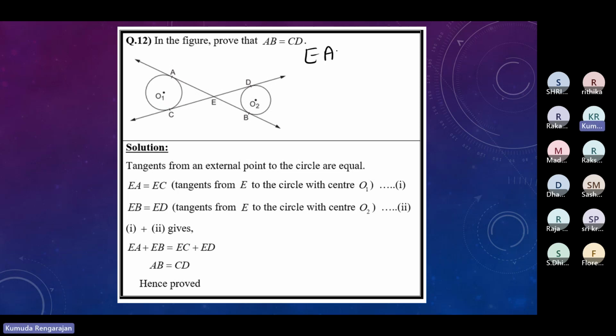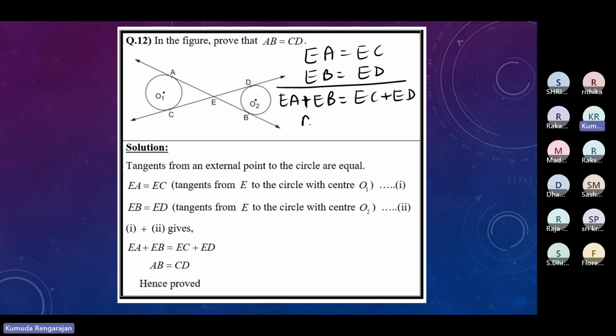EA is equal to EC, then EB is equal to ED. So when you add, you get EA plus EB is equal to EC plus ED. So EA plus EB is AB, equal to EC plus ED, which is CD. That's all.